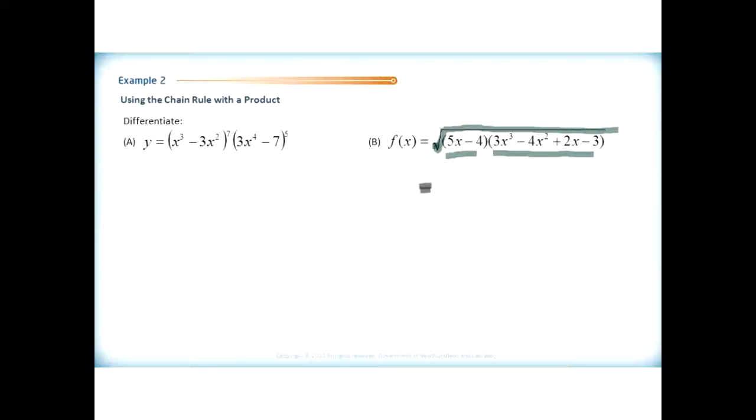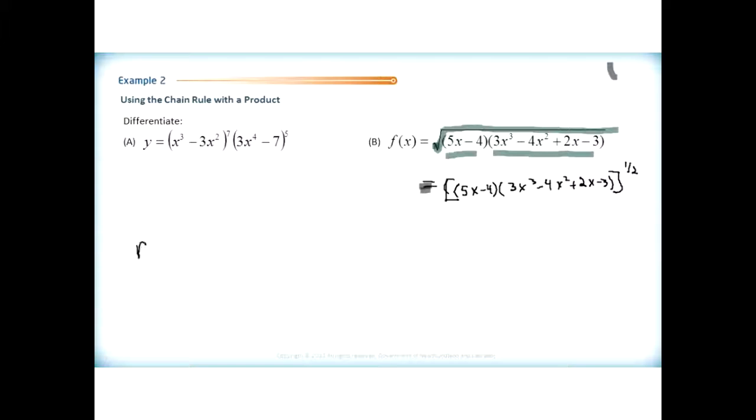And before I do anything else, I'm going to make sure that I rewrite this so that instead of a square root function, I have a power function. So I use a big square bracket for stuff here, and inside I've got 5x minus 4 times 3x cubed minus 4x squared plus 2x minus 3, and all of that is raised to the power of 1/2.